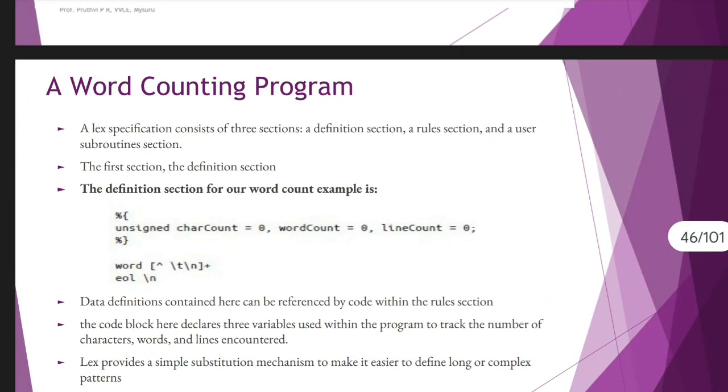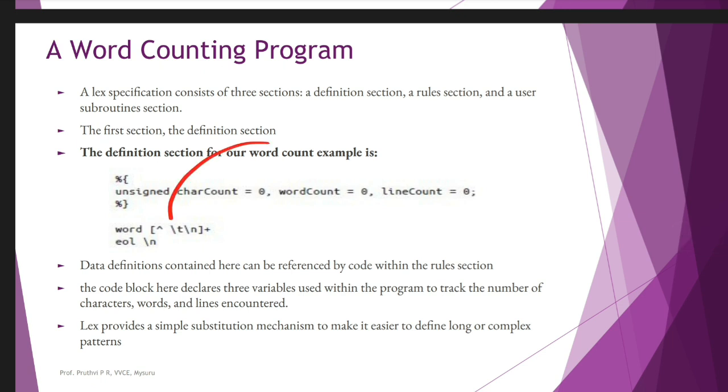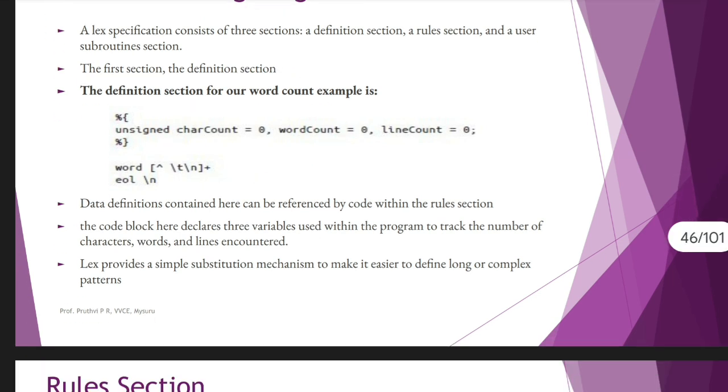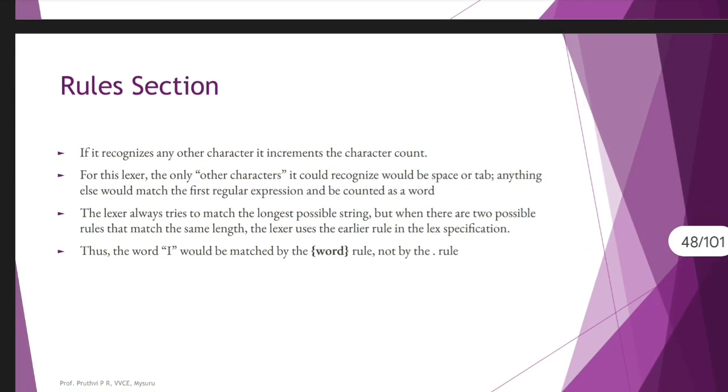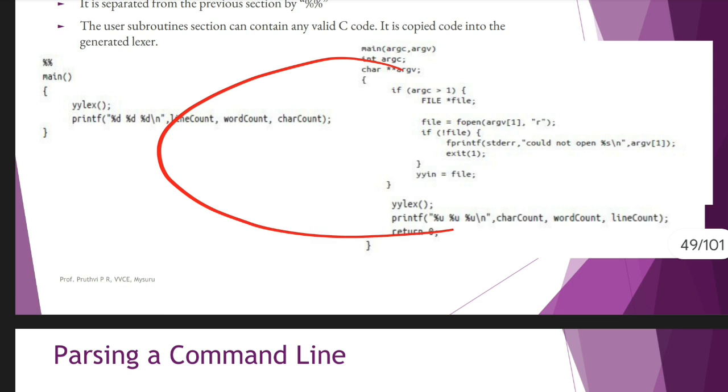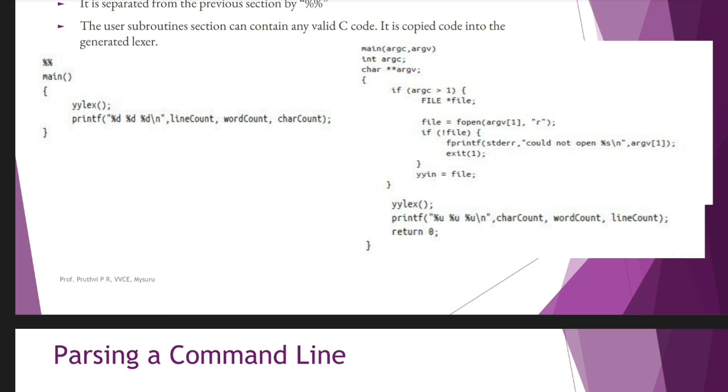So let me tell you what you have to write. You have to start from here. This is the definition section, and first write the whole program, then you can write the explanation of it. Then this is the rule section, and this is the user subroutine section. These 3 codes you have to write below each other. After that, if you want, you can explain the points given, which can fetch you an extra 3 or 4 marks.